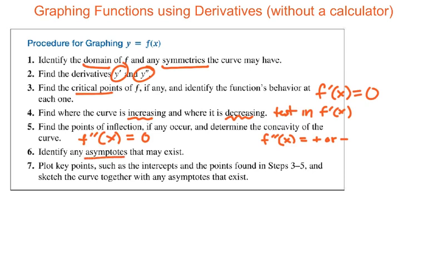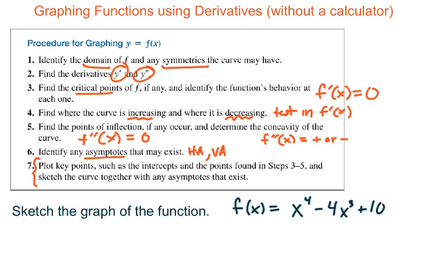Any asymptotes, if it's rational, we could have horizontal asymptotes or vertical asymptotes. Logarithmic graphs have asymptotes. Exponential graphs have asymptotes. Some of our trig functions have asymptotes. Well, all of them except for sine and cosine. And then we'll plot key points. So we can make a table of values, plug in an x, get out a y as we need. So let's sketch the graph of this function.